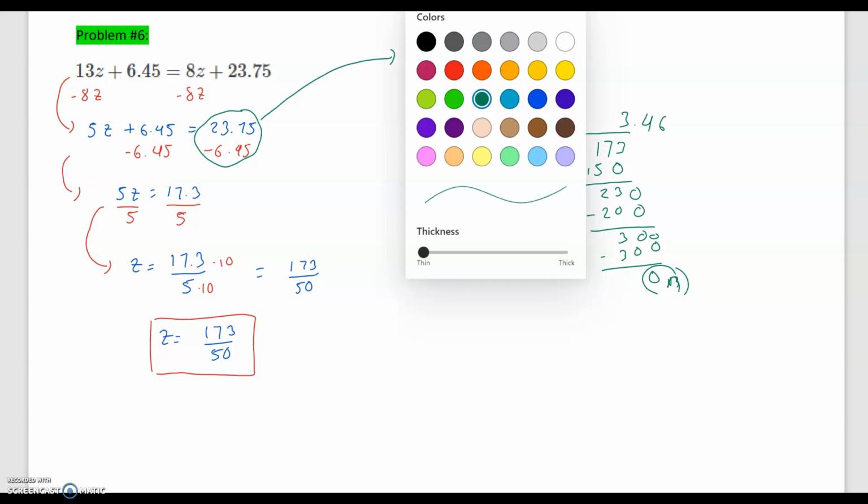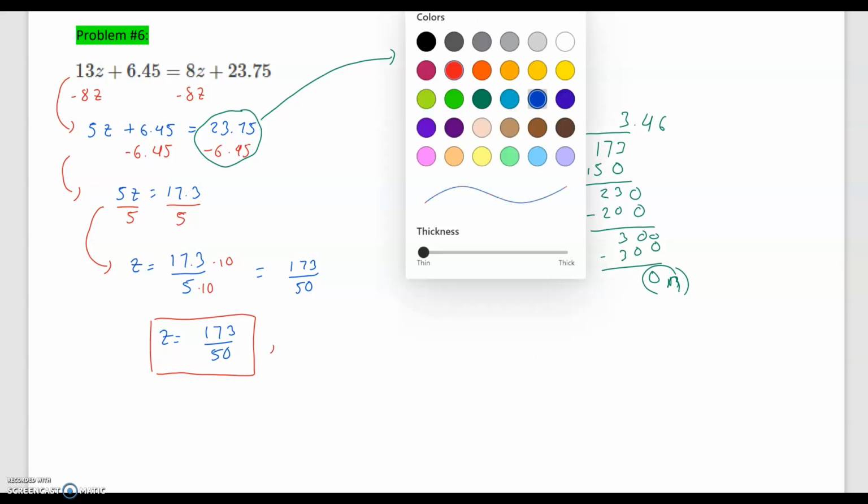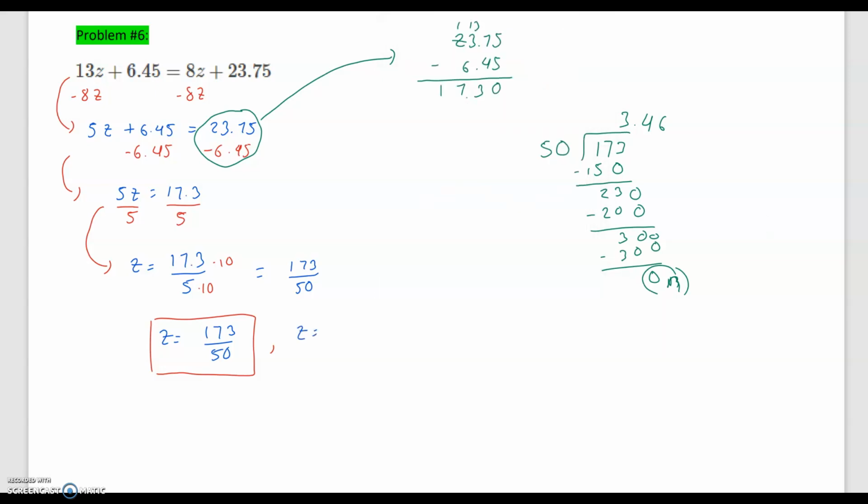So another way to express this answer is that z is equal to 3.46. And I went ahead and divided out because technically your answers are given as 2 decimal places. So most likely if we were to use software, it wouldn't want the fraction solution. It may want the decimal one. So that's actually it for problem 6.